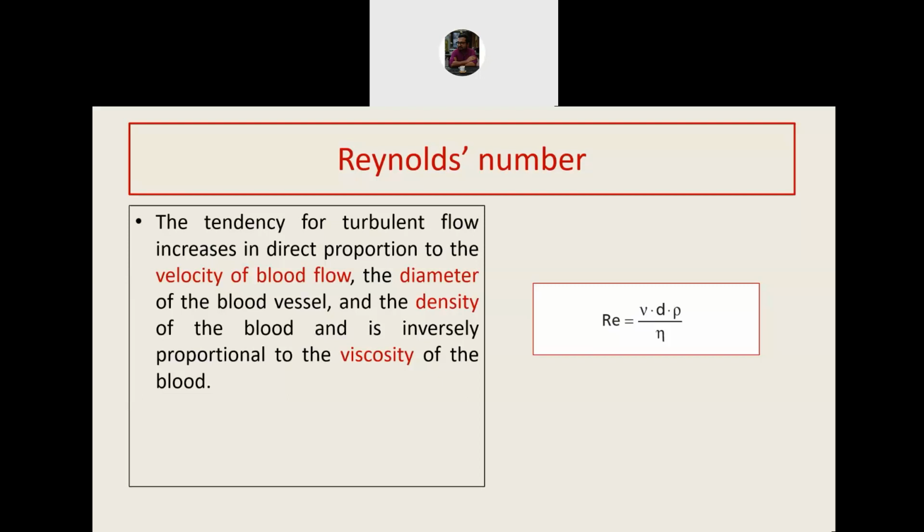It means if the velocity of the blood flow increases, then there will be more turbulent flow and the possibility of having a noisy flow will increase. If the diameter of the blood vessel increases, then the possibility of turbulent flow increases. If the blood becomes more dense, then the possibility of sound production increases. And if the viscosity becomes more, then the blood will stick more and more to the wall of the vessel, and therefore it will tend to become more laminar, arranged in concentric rings.